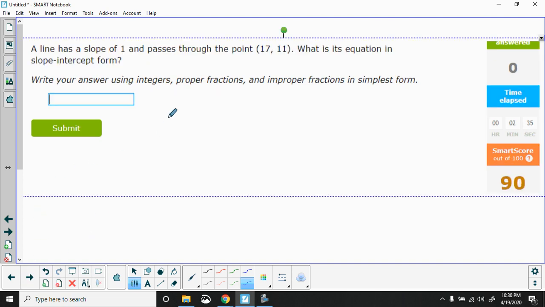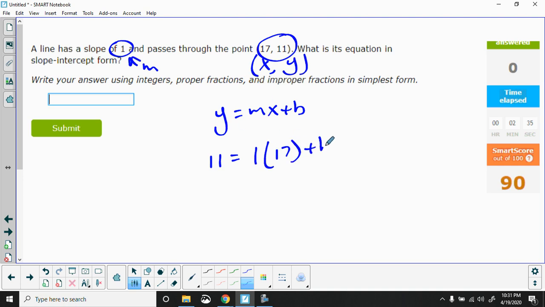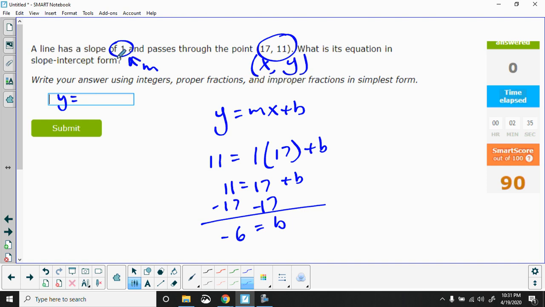Again, slope is 1. Here's your points. That's x, that's y. Okay, slope again, plug it in. So y is going to be 11. M is 1. X is 17 plus b. 1 times 17 is 17. Solving for b, so we need to subtract 17 from both sides. 11 minus 17 is negative 6. So y equals slope 1 x minus 6. Again, we may or may not need the 1 there. Click submit.